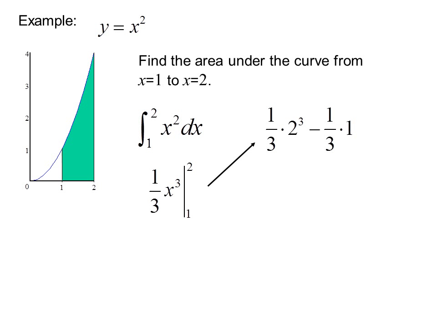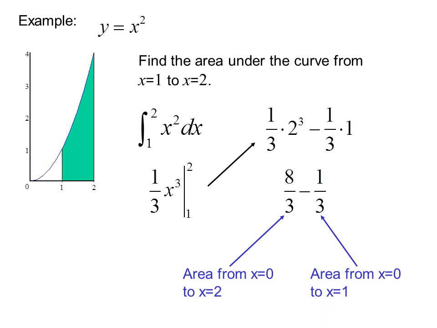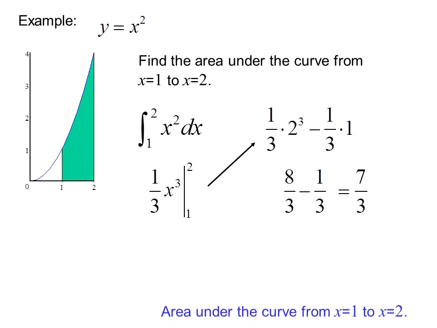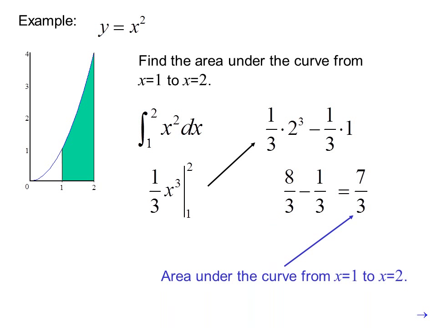Then we plug in our limits of integration and get 1/3 times 2 cubed minus 1/3 times 1, or 8/3 minus 1/3, 8/3 being the area from x equals 0 to x equals 2, and 1/3 being the area from x equals 0 to x equals 1, giving us our answer, which is 7/3, the area under the curve from x equals 1 to 2.